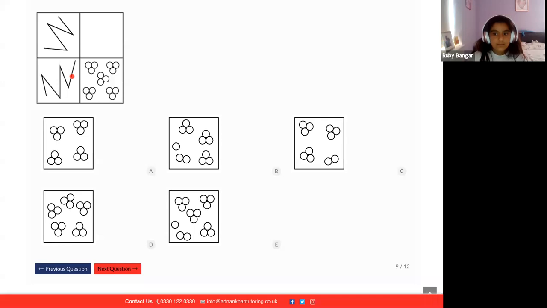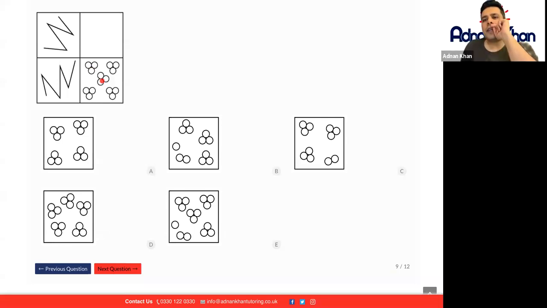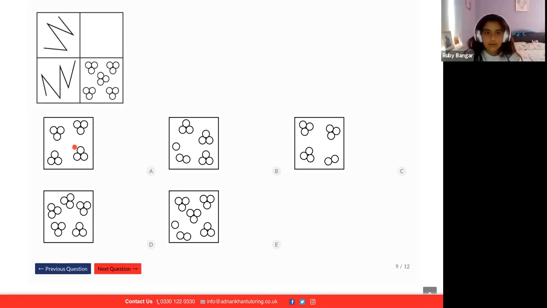So 1, 2, 3, 4, 5 little shapes here. And we've got 1, 2, 3, 4, 5 lines exactly matching those same number of shapes. And what did you say it could be? A. A. Does that kind of add up?